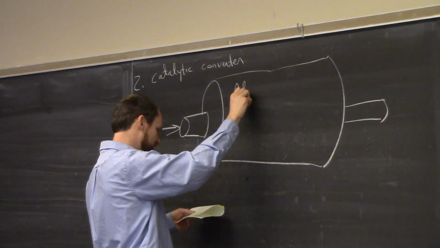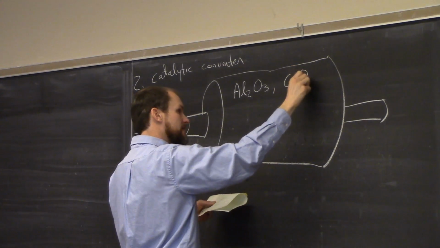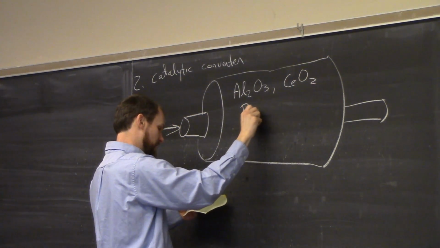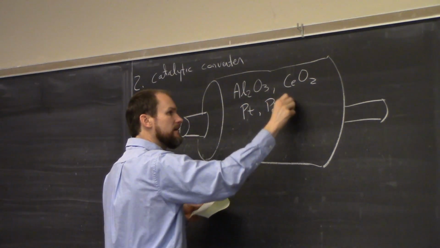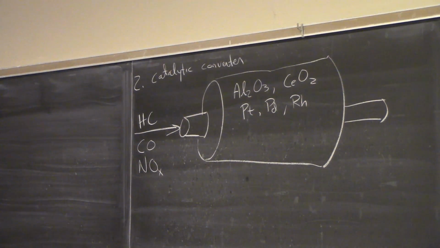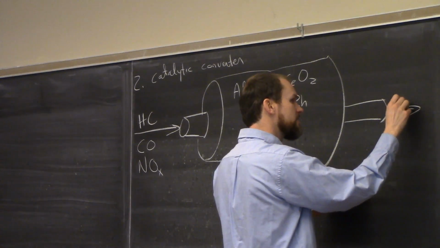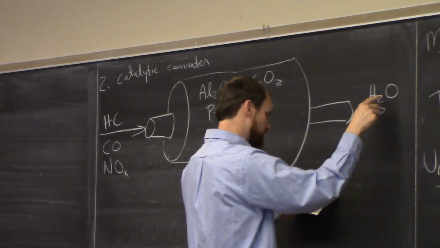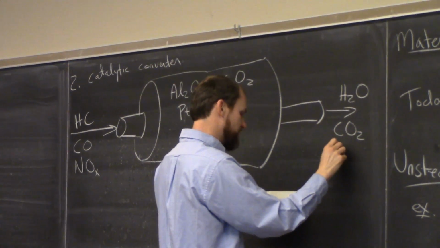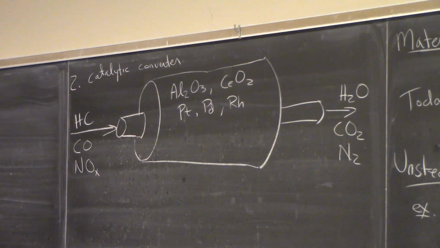The catalysts on these are key: aluminum oxides, cerium oxides, platinum, palladium, and/or rhodium. These are fairly expensive parts of the car. That's why the auto industry resisted them for a long time. But eventually what we want to come out is CO2, H2O, and just plain old nitrogen.